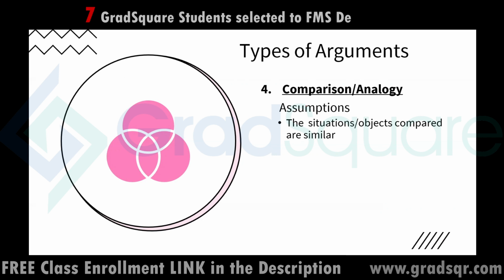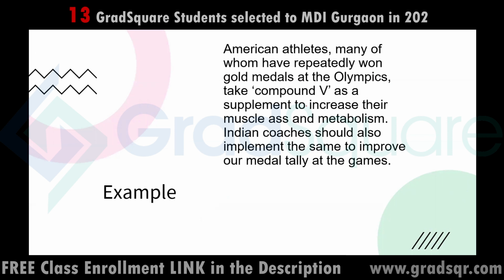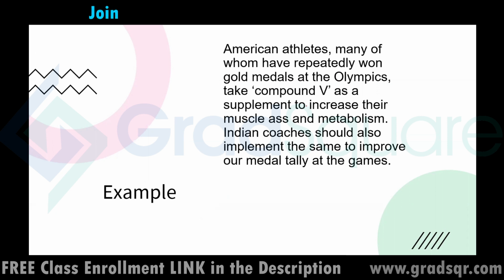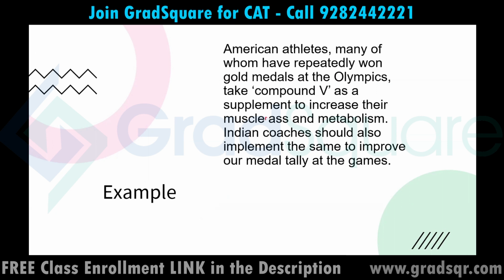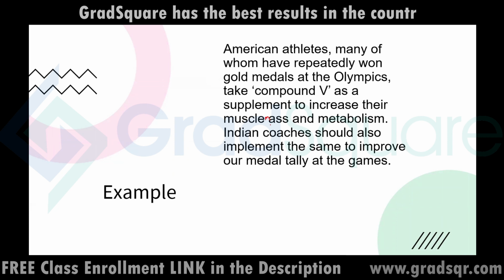Okay. So let's look at an example of a comparison argument as well. So this says that American athletes, many of whom have repeatedly won gold medals at the Olympics, take compound V as a supplement to increase their muscle mass. So this should be muscle mass, sorry, and metabolism. Indian coaches should also implement the same to improve our medal tally at the games.